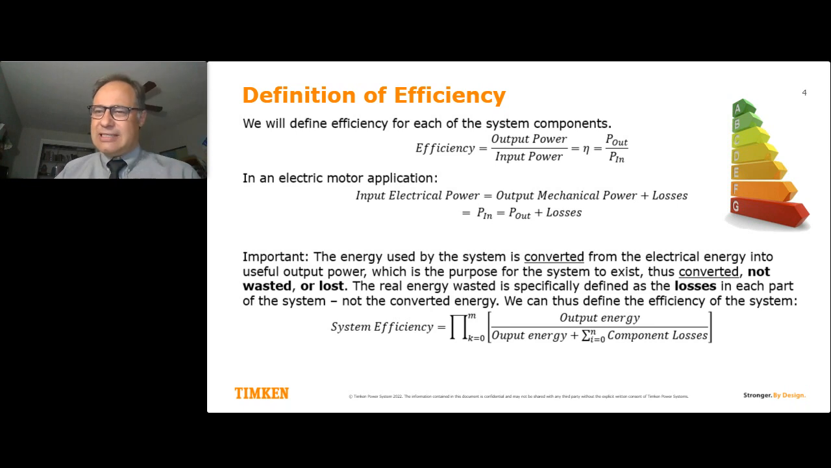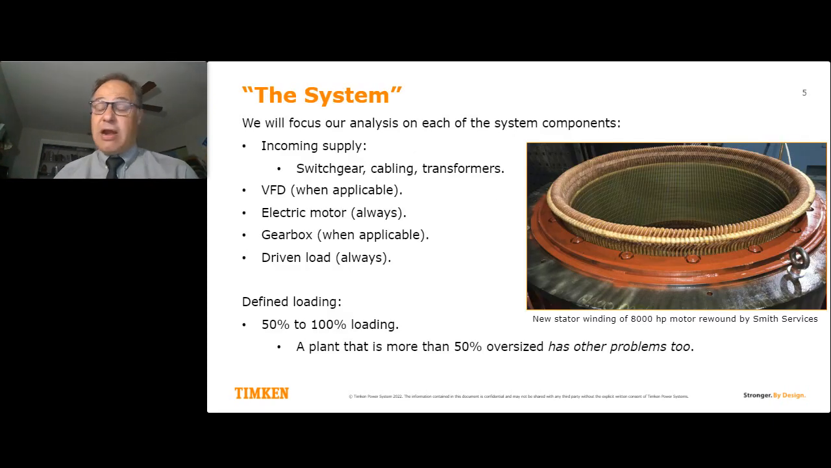So in order to calculate the system efficiency, we have to take the product, which is that nice looking capital letter pi, of the efficiency of each of the individual components. And each of these individual components, again, is calculated by using the output divided by the output plus the sum of the component losses. So if we look at our system, now obviously the system can be very broad.